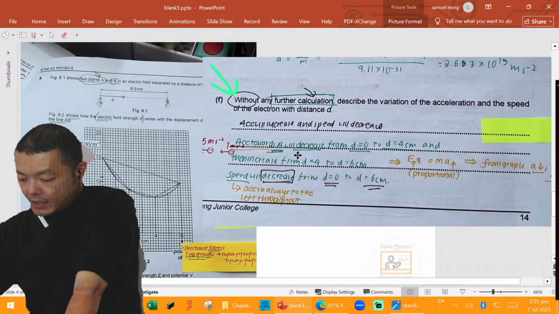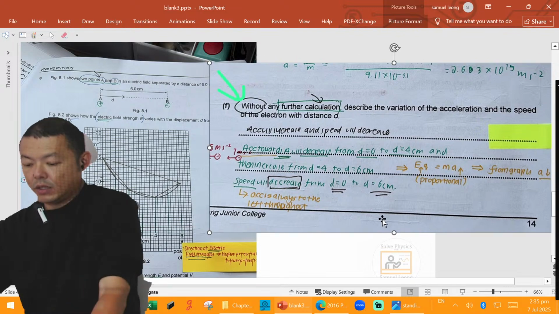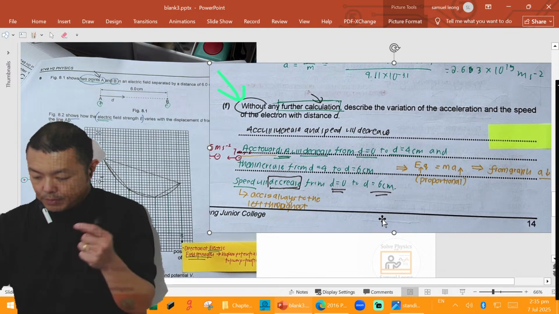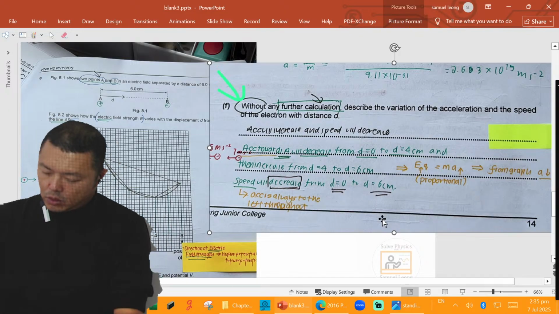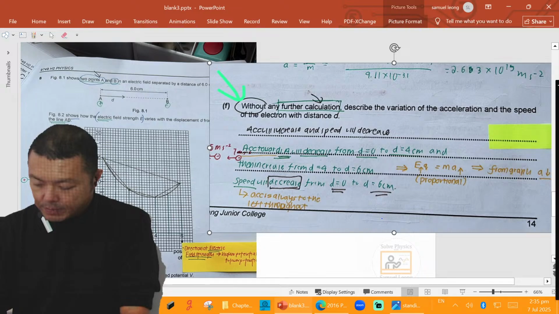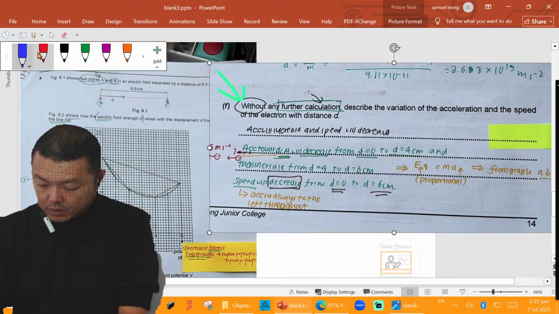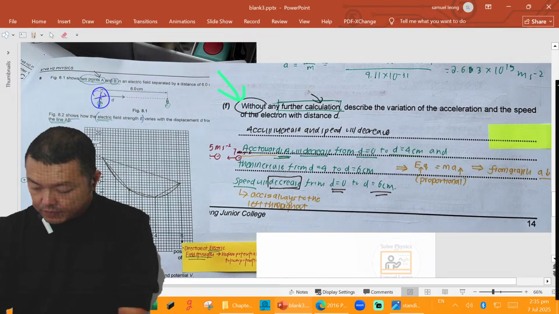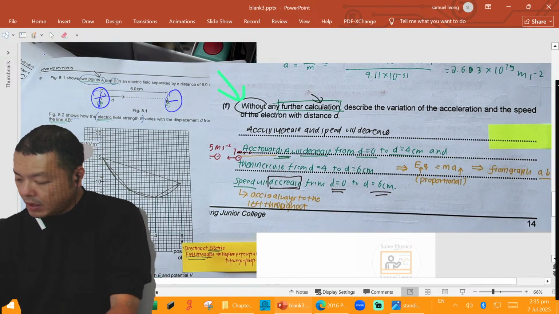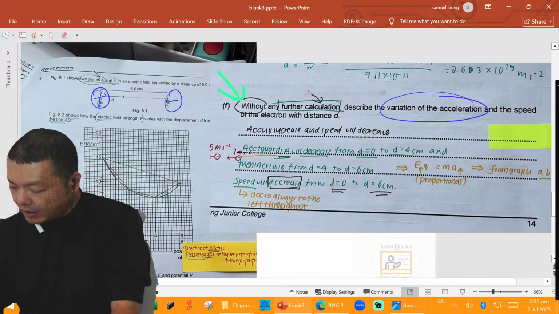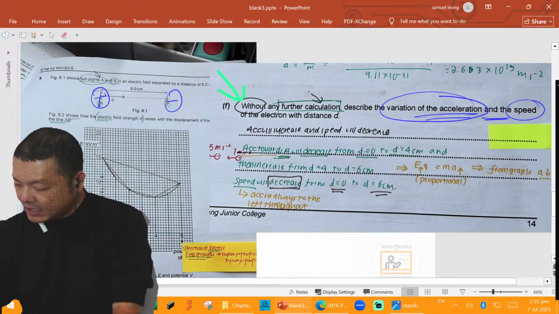Without any further calculation. Okay, firstly, are these two charges the same type of charge? Are they both positive? No, one of them is positive, one of them is negative. Then they ask you to describe the variation of acceleration and speed.